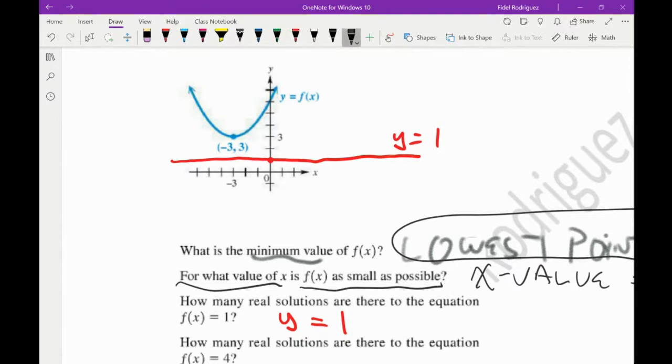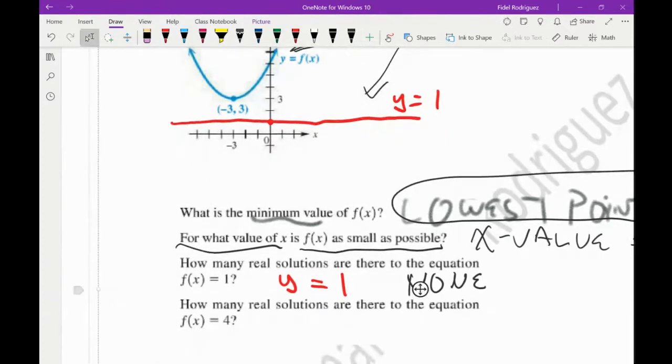And I'm going to ask you a question. Does that blue line or that blue graph ever hit the red one? No. So how many real solutions are there? We would say there are none, because those two lines, that red line and that blue graph, never cross each other, okay? That's what they're asking me to do when they say how many real solutions are there to the equation f of x equals 1. Remember, f of x is the same thing as y. So all I did is I just drew a horizontal line at y equals 1. And what we're trying to figure out is how many times does the blue graph hit the red one, and it doesn't, so we would say no solution.